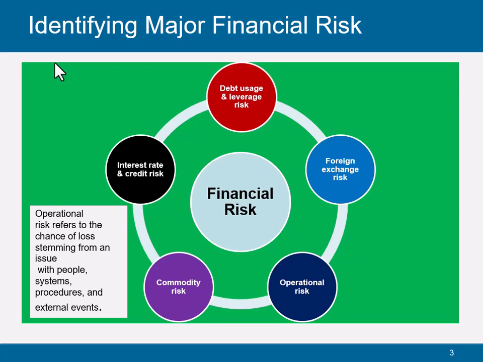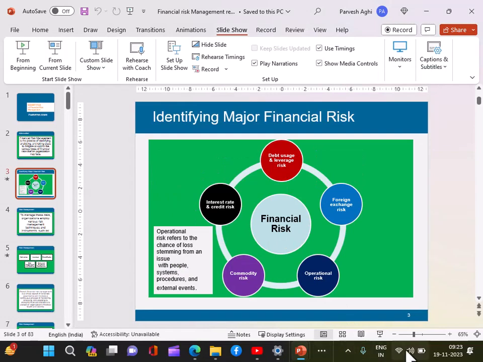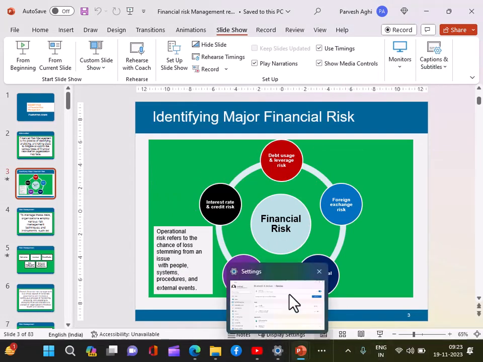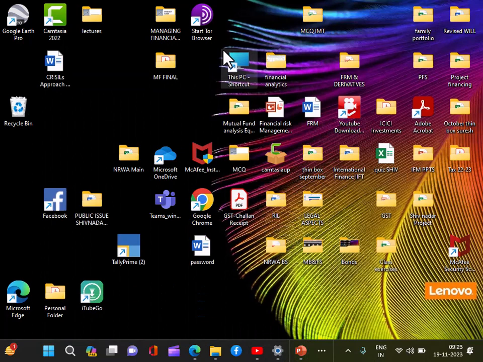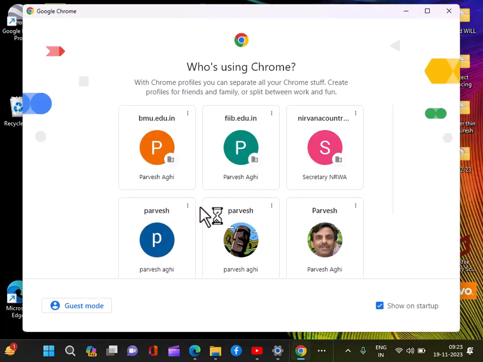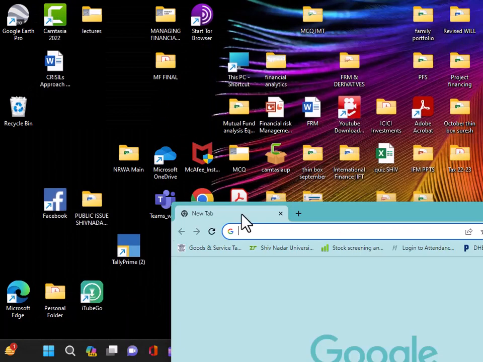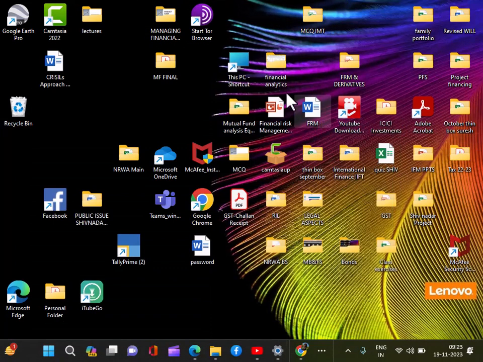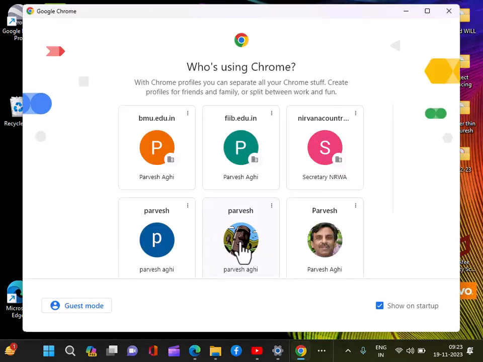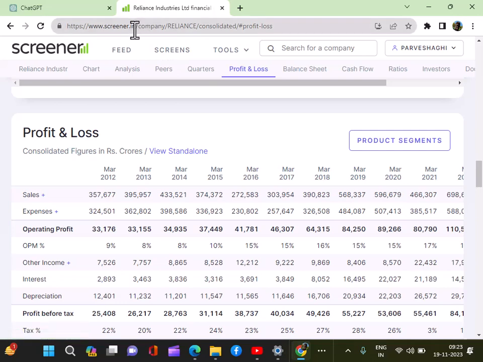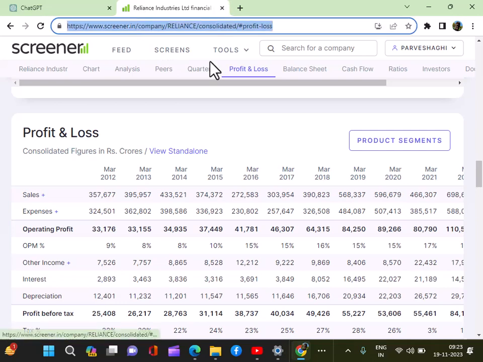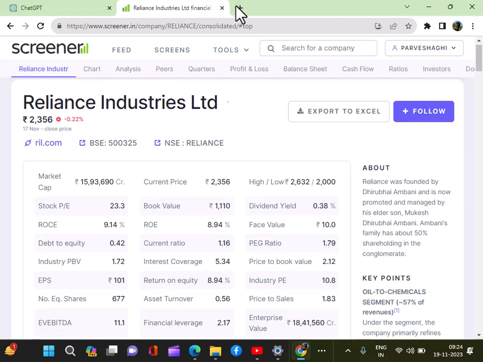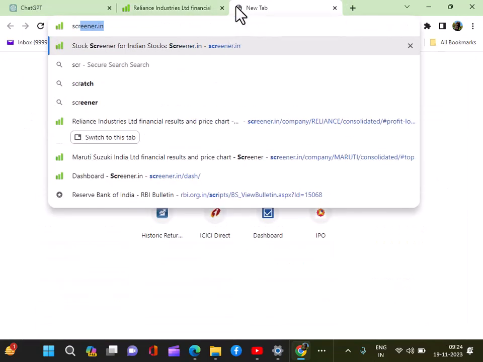I'll just show you a site which I was talking about. I'm opening a site which you can also open along with me. I think many of you might have seen it. I'm just opening the right one. It's called Screener.